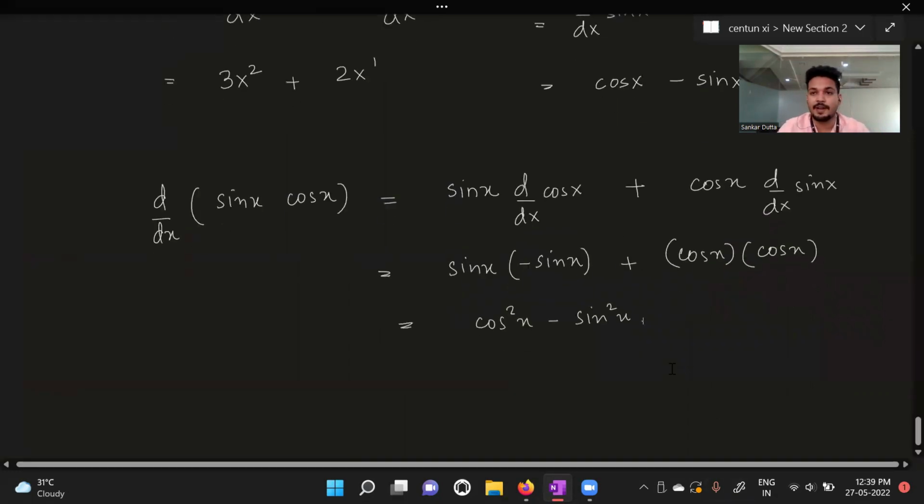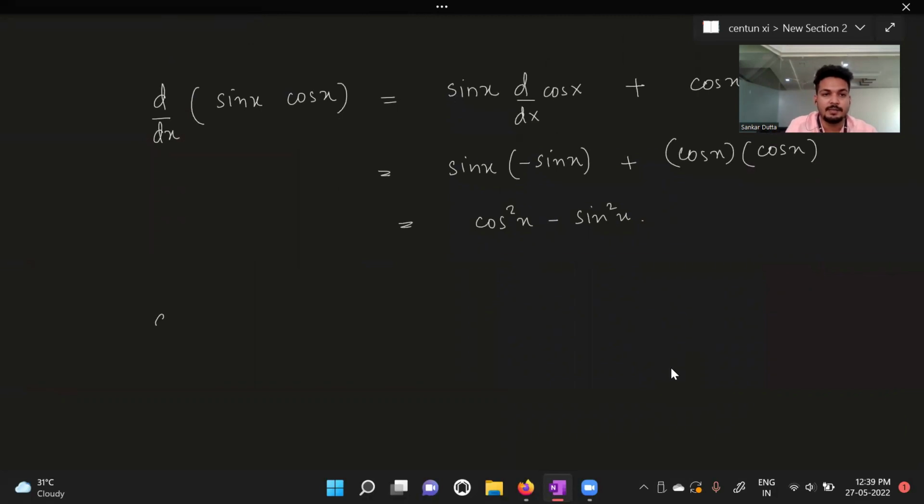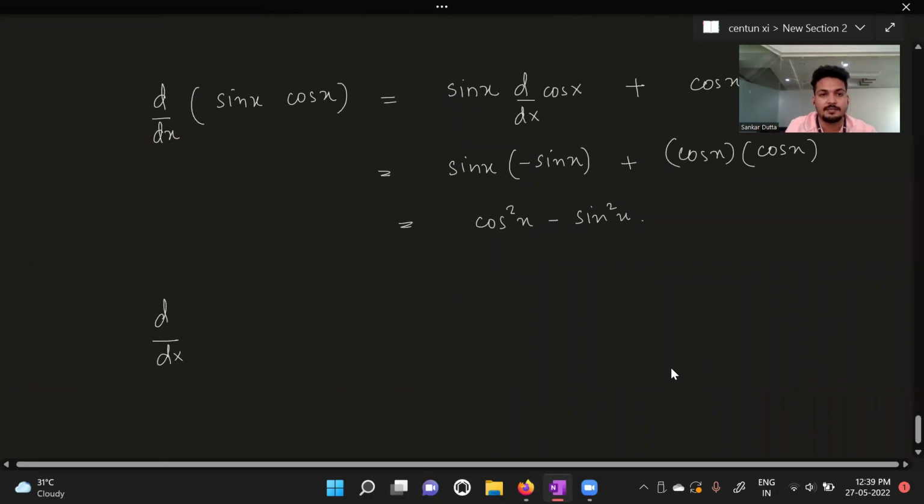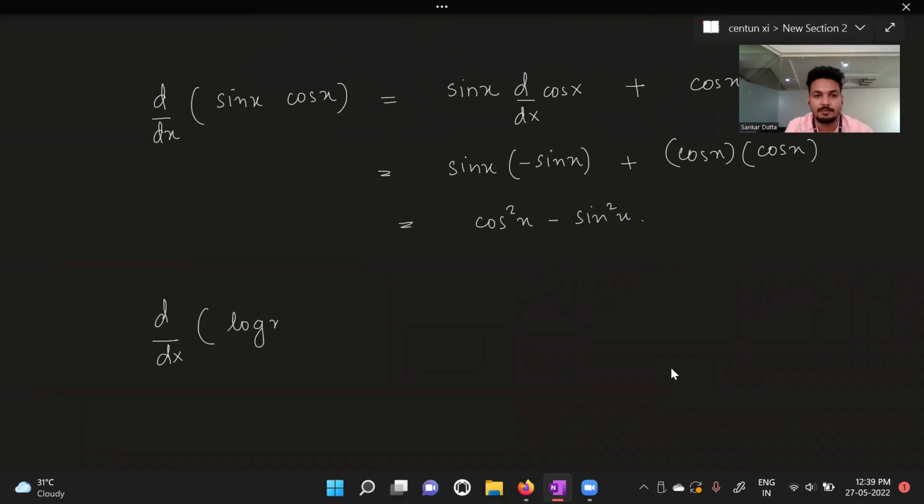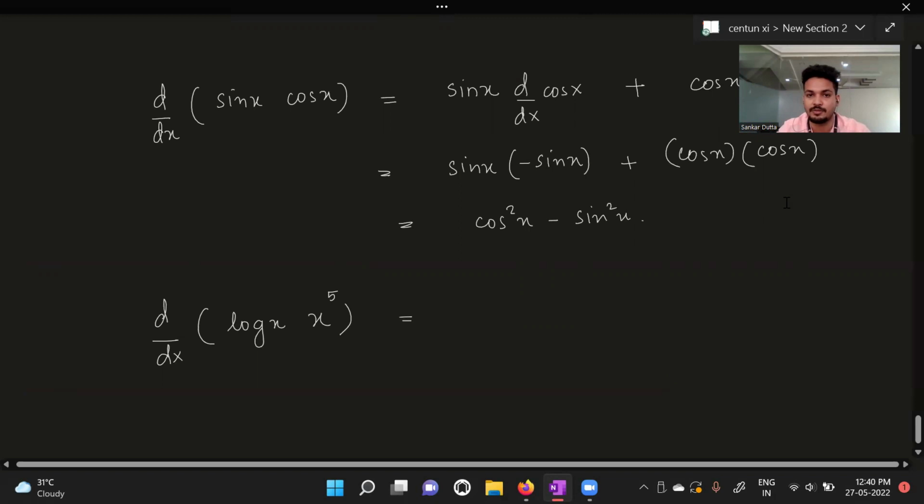One more question for practice. d by dx of, let me give you, log x multiplied by x raised to power 5. Let's say this is the problem we are dealing with. Okay, so how will I do it? Simple. So for you, pause the video, do it yourself, and let's check the answer. Let me know in the comments if you are able to do it correctly.